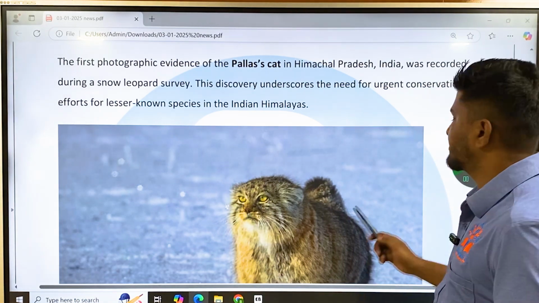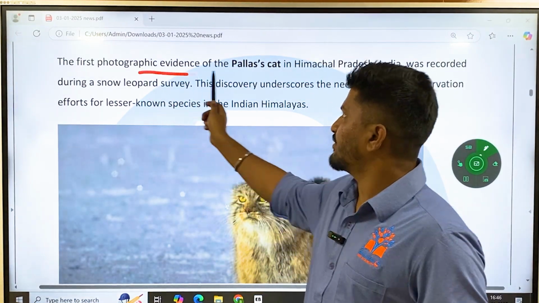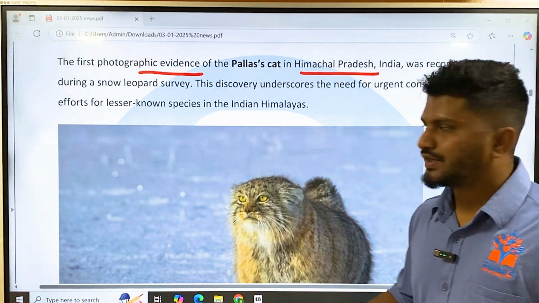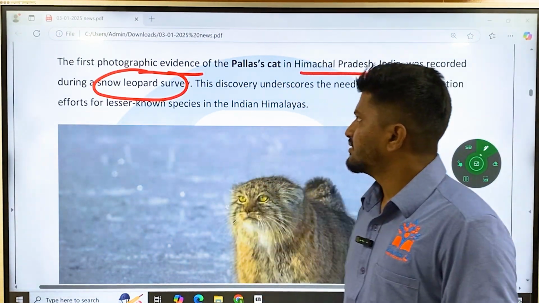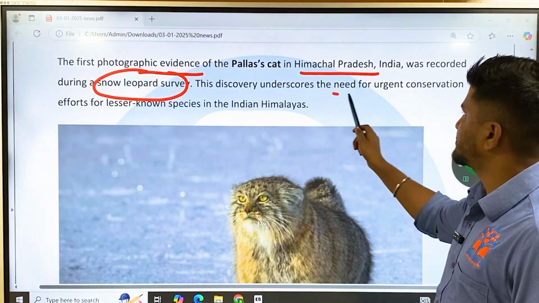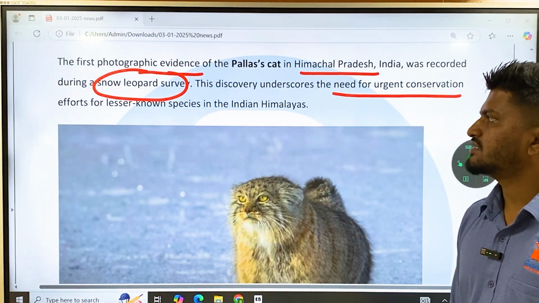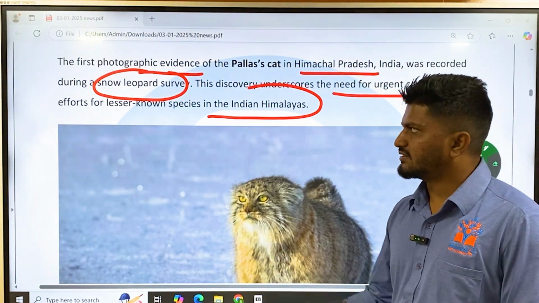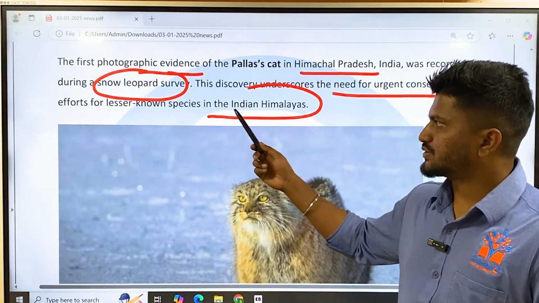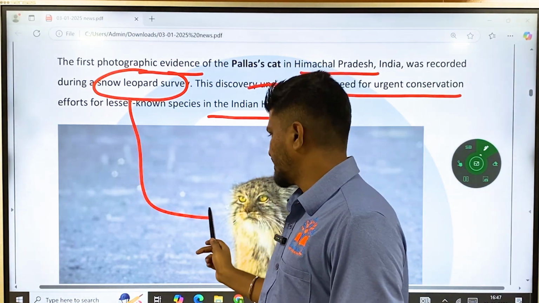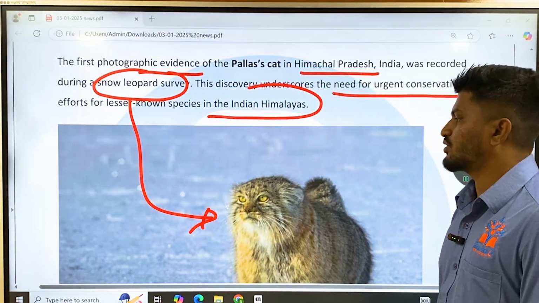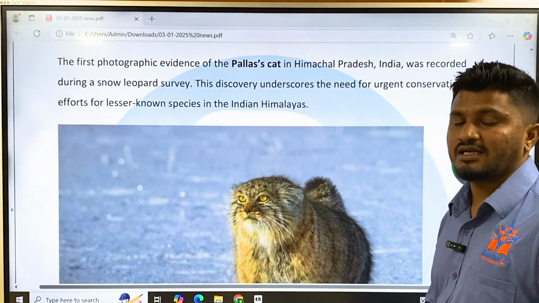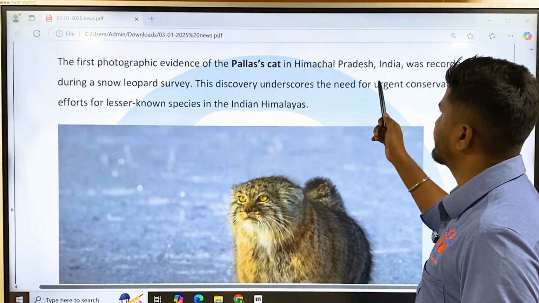Recently, the first photographic evidence of Pallas cat in Himachal Pradesh, India, was recorded during the snow leopard survey. This discovery underscores the need for urgent conservation efforts for lesser known species in the Indian Himalayas. Okay, so some group was doing a snow leopard survey, and during this survey they were able to photograph Pallas cat. Before this, there was very little evidence to prove that Pallas cat is available in India, that is, in Himachal Pradesh.